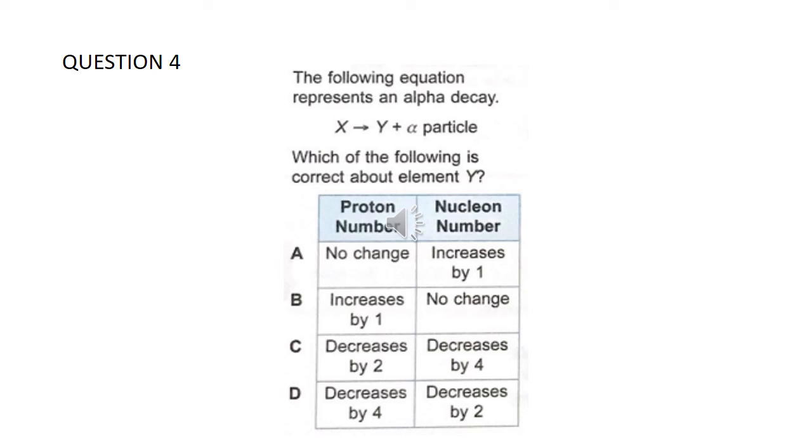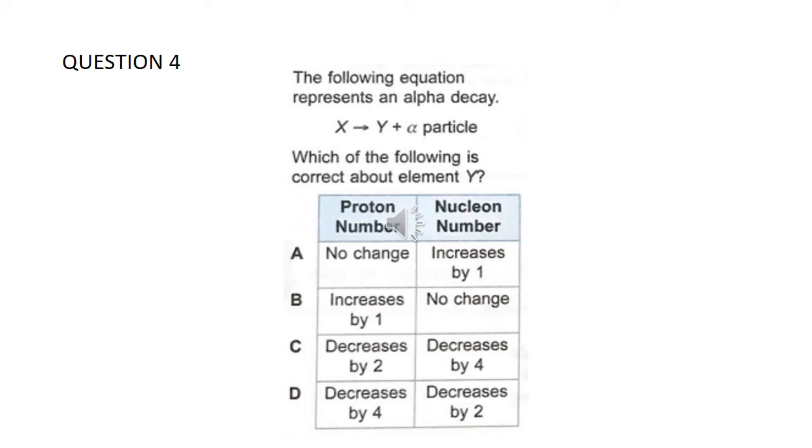Okay, now when we talk about alpha particle, does alpha particle have any atomic number and mass number? Yes, it does. It has mass number of 4 and atomic number of 2. So it must cause a change in the proton number and nucleon number of the daughter nucleus. So answer A and answer B are definitely incorrect. So we are left with C and D.